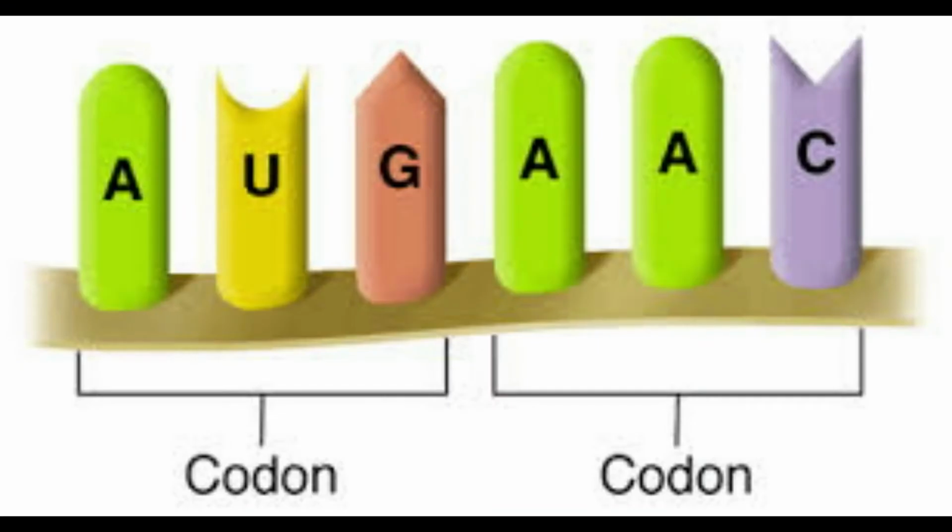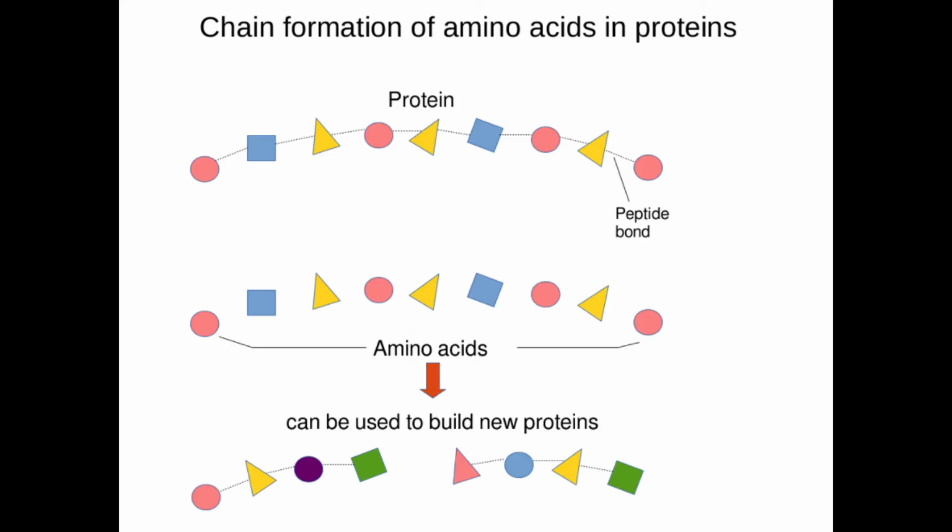A codon is a series of 3 nucleotides which together code for an amino acid, and amino acids together form proteins.